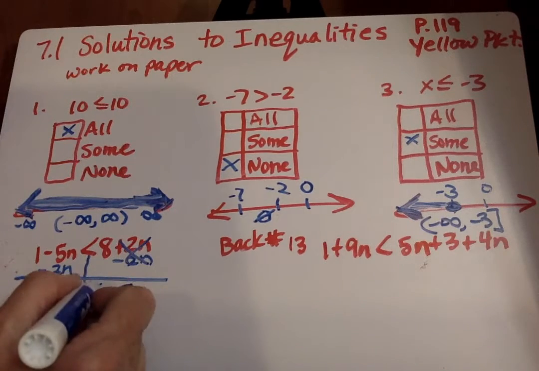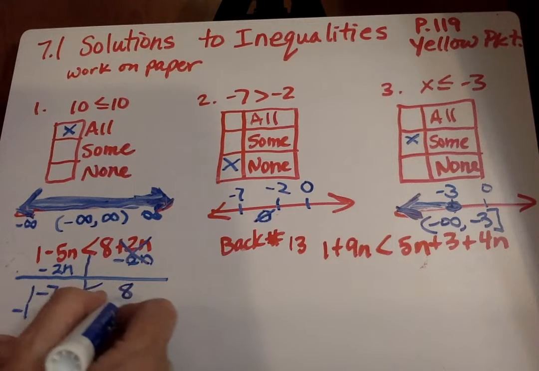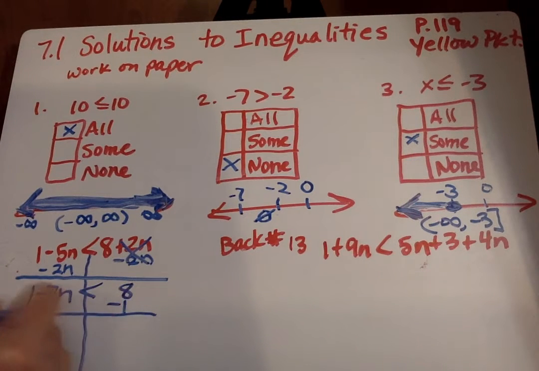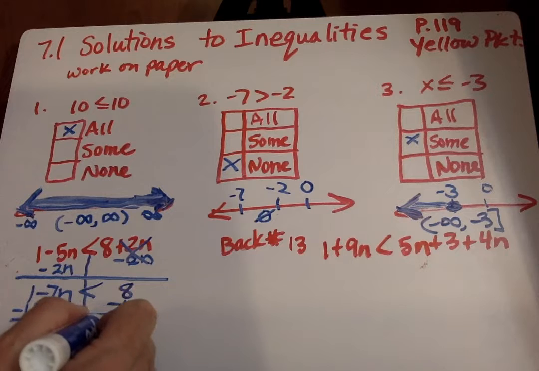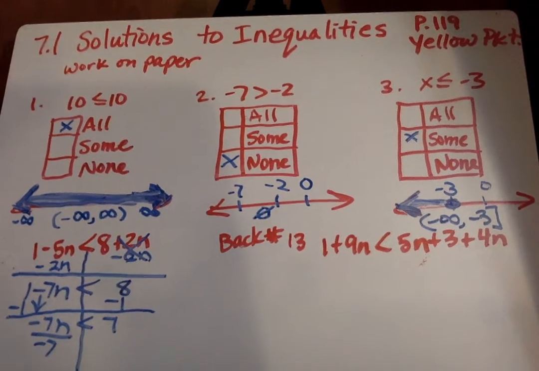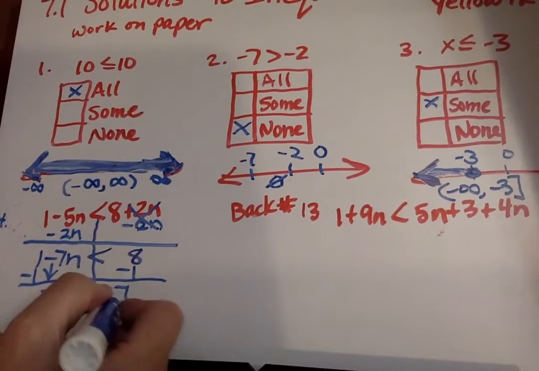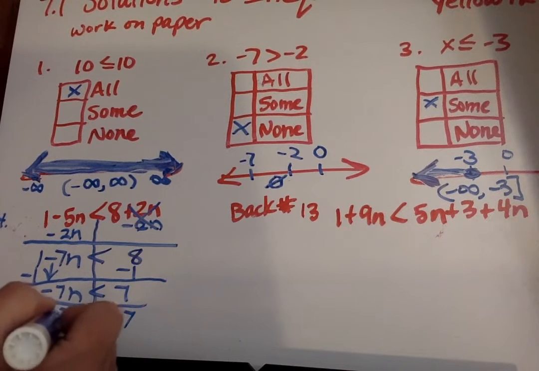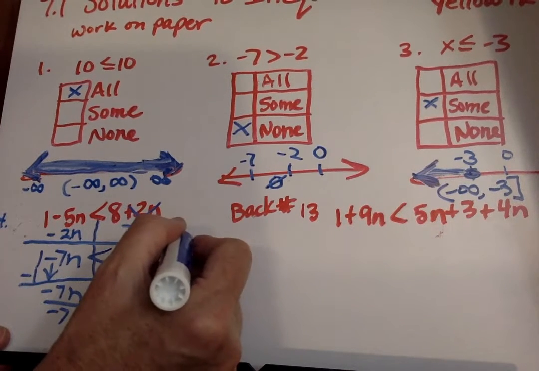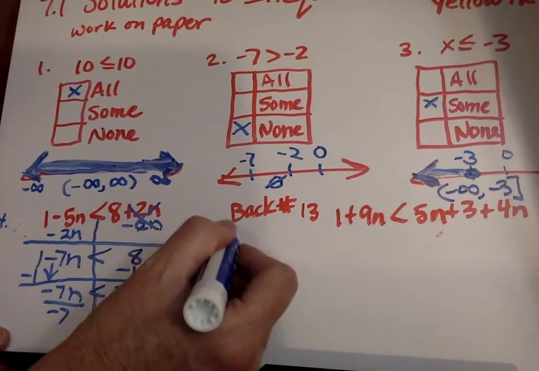So 8 over here, and you get 1 minus 7n. Then I'm -1 here, -1 here. I bring this down. Some students also forget to bring that -7 down, that negative sign. It's less than 7. Now I divide by a negative number. Can you guys see that okay? And when I do that, divide by -7, I have got to switch the sign. So I get n is greater than 7 divided by -7 is -1.